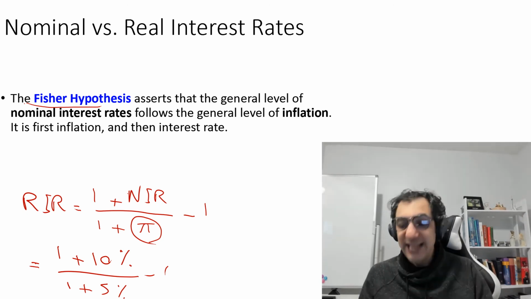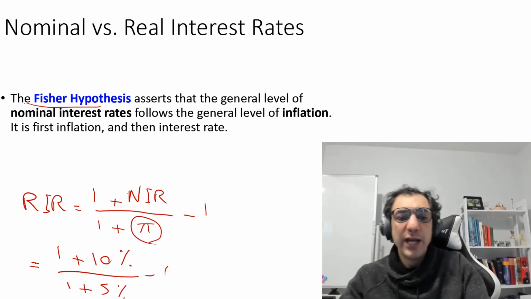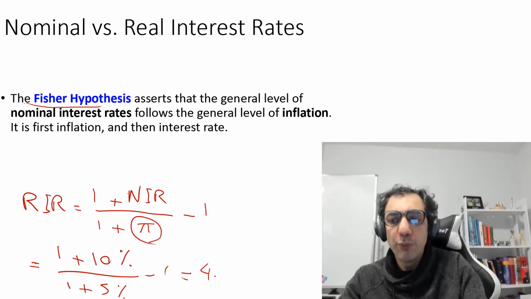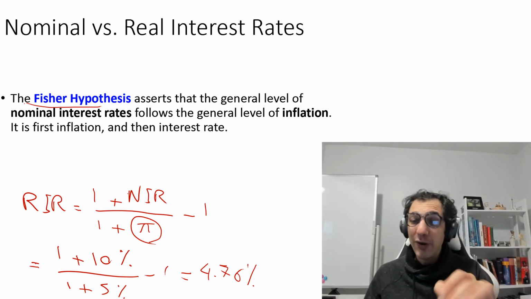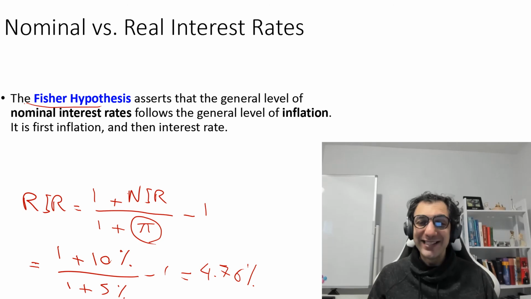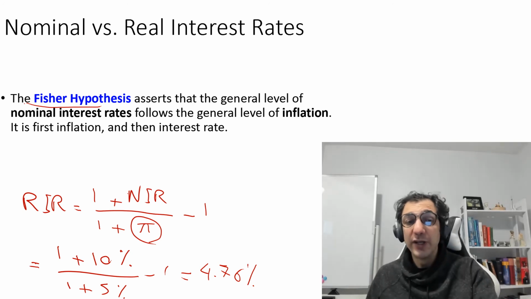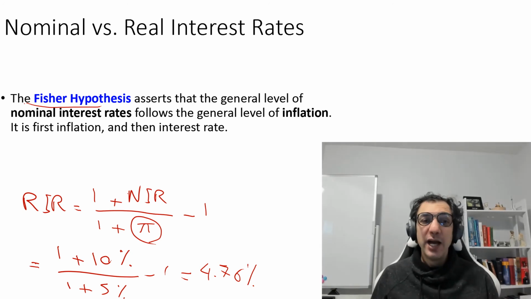However, if you go with the exact version, let me just calculate 1.1 divided by 1.05, it gives you almost 4.76%, which you can see is less than the 5% approximate version. This is a more exact rate, and in this case you are including the compounding factor. That's why I personally prefer the exact version over the approximate version. That's how we calculate the real interest rate using the inflation and nominal interest rate.